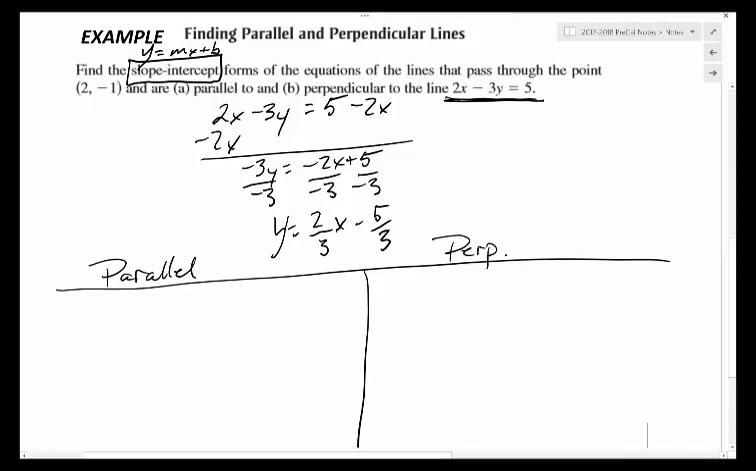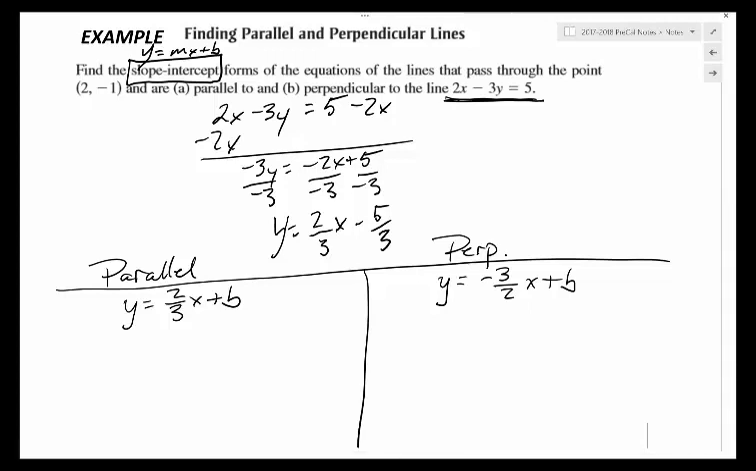The parallel line is going to have the same slope, and it's going to pass through the given point (2, -1), and it's going to have some y-intercept such that it's parallel to the original line and passes through that point. But the slope is the same. Perpendicular is the negative reciprocal of that. So a perpendicular line has slope -3/2 instead of +2/3.